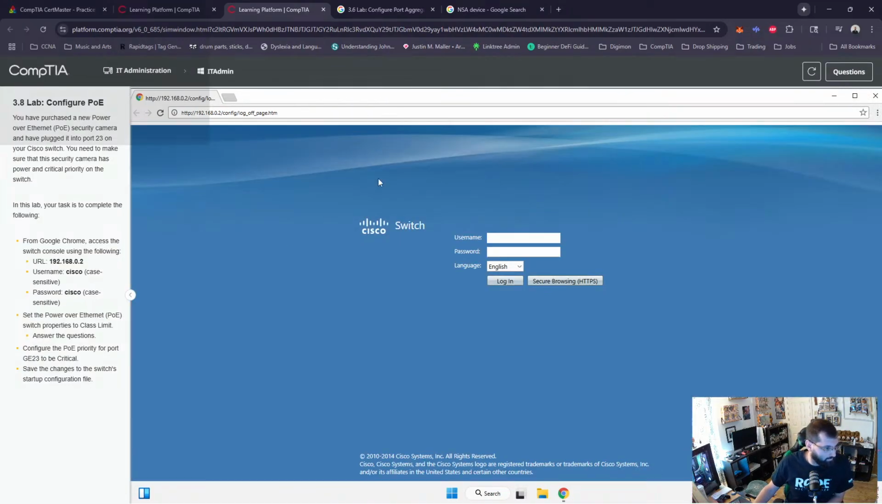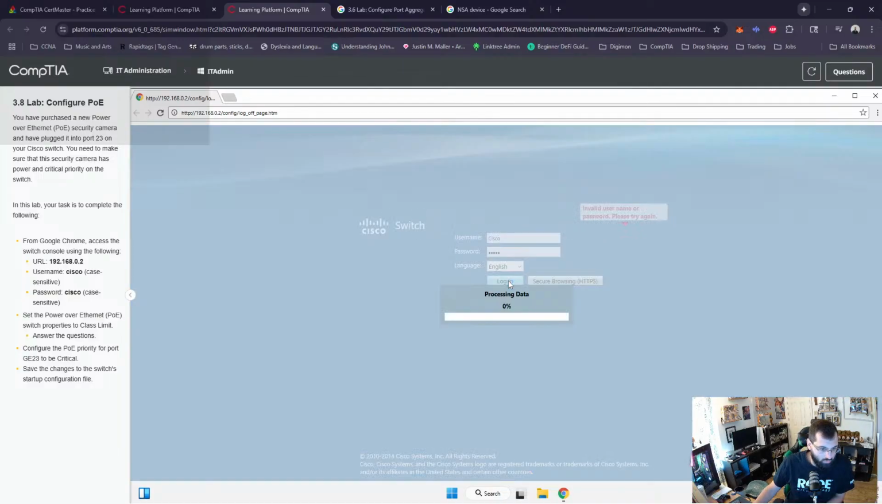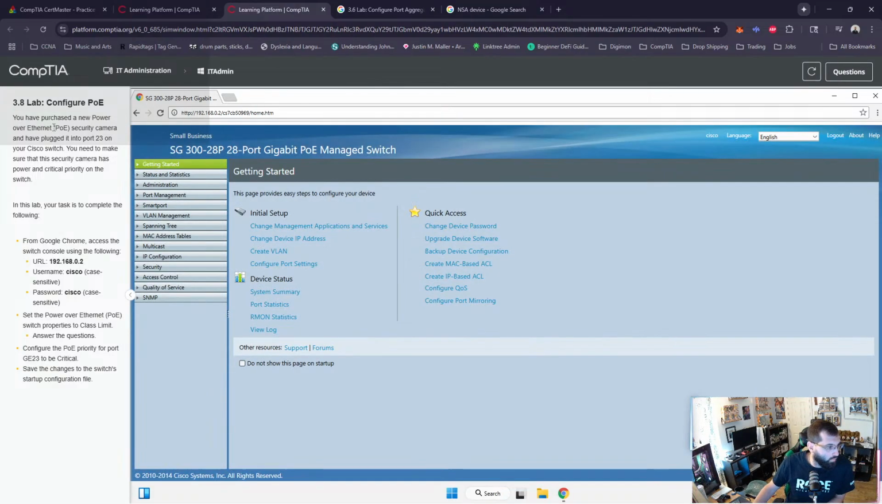All right. Here we go. Cisco, what are we doing? You have purchased a new Power over Ethernet security camera and have plugged it into port 23 on the Cisco switch. You need to make sure that the security camera has power and critical priority on the switch. In the lab, your task is to complete the following. Set the Power over Ethernet, PoE, switch properties to class limit. Answer the questions. So PoE, where would PoE be in?